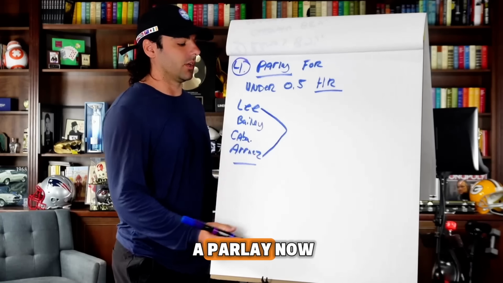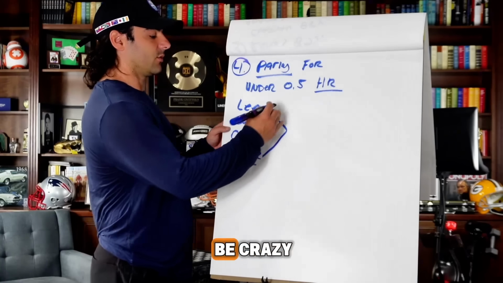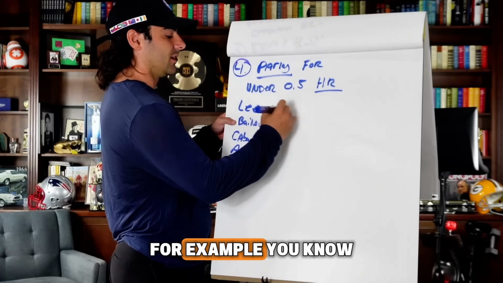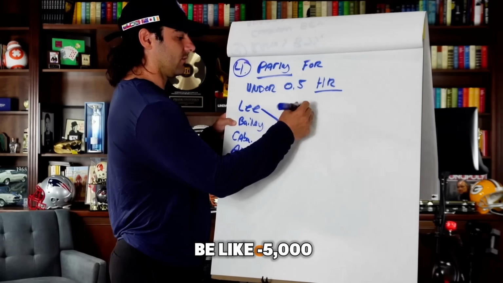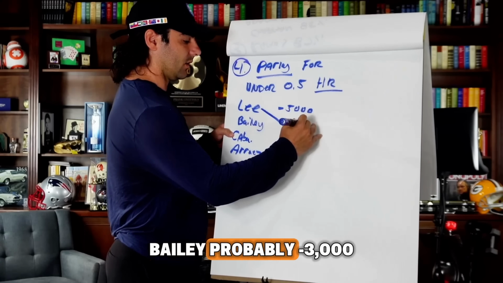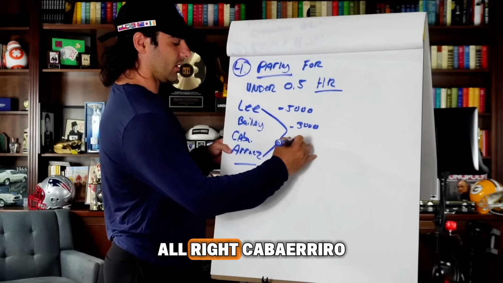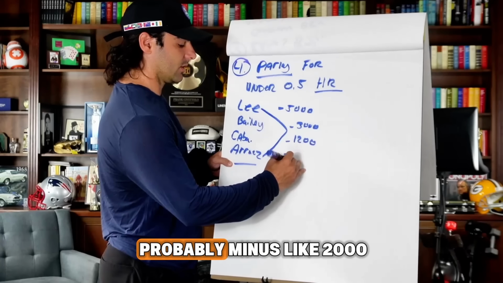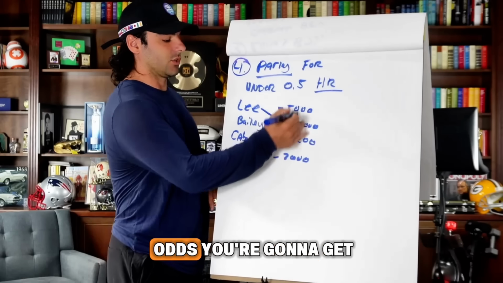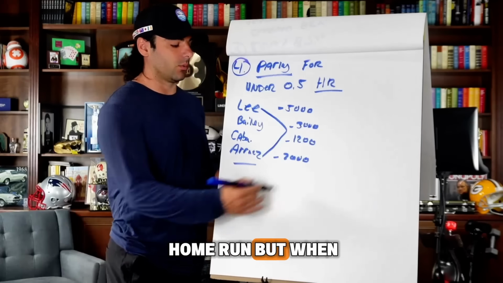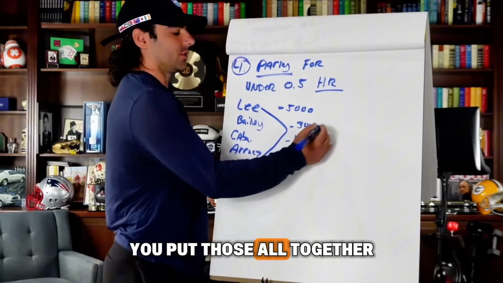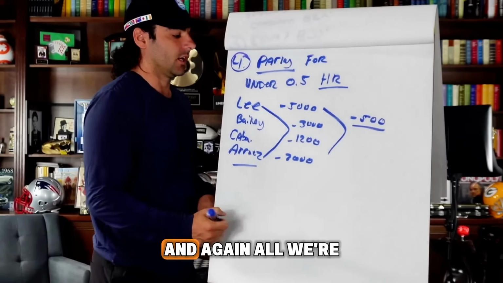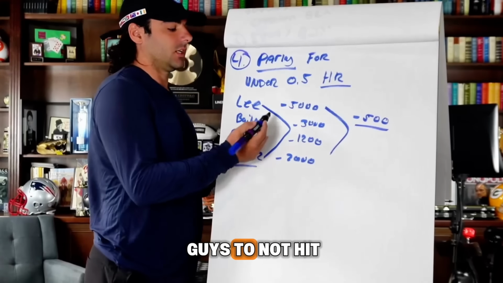You use them on a parlay. Now the odds on these players are going to be crazy, but once you put them together, it's going to lower it down a little bit. All right. So, for example, you know, Lee is probably going to be like minus 5,000. Bailey probably minus 3,000. All right. Cubby minus 1,200 if I looked at that correctly. Herrera's is going to be probably minus like 2,000. All right, those are the odds you're going to get with these guys to not hit a home run. But when you put them all together, you're going to get probably around odds, more or less, of minus 500 or whatnot. And again, all we're hoping for is these guys to not hit a home run.